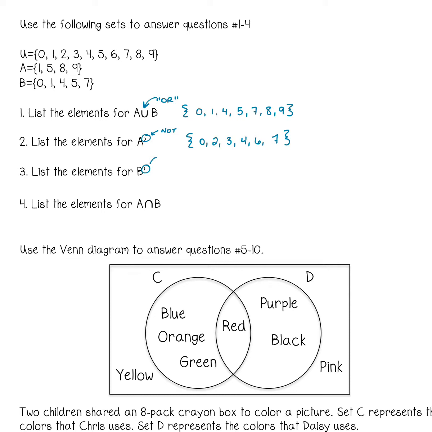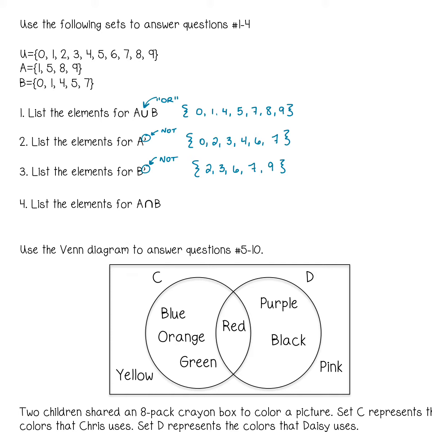Okay, same idea, but now it's not in set B. So again, anybody that's in the universal set that is not included in B. So it can't be 0. So we're going 2, 3, 6, 7, and 9.